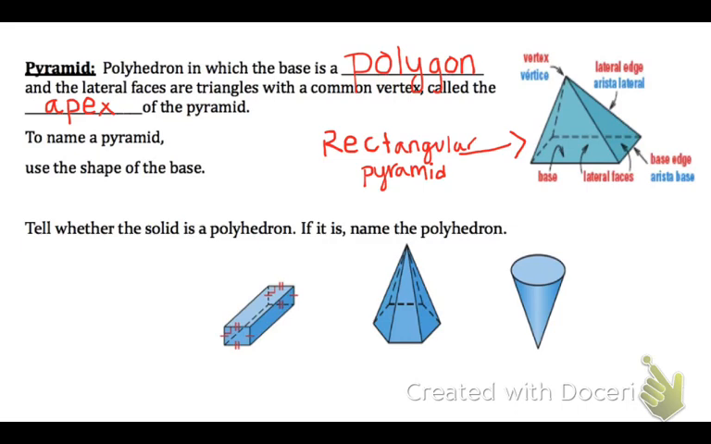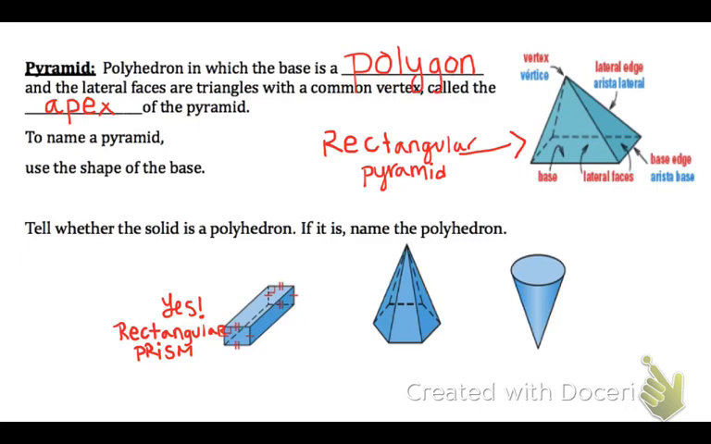So we're going to start looking at some examples. Down below it says to tell whether the solid is a polyhedron. If it is a polyhedron, we are going to name it. Looking at the left, we have what looks like a prism. We have 2 parallel faces, and it's a rectangle as the shape of our base. So we will call that a rectangular prism.